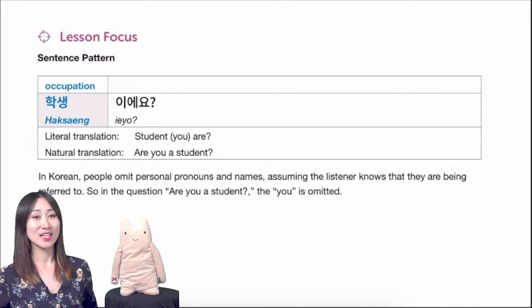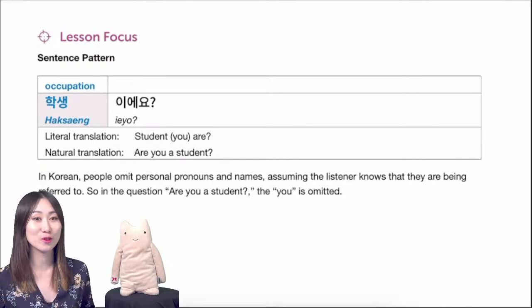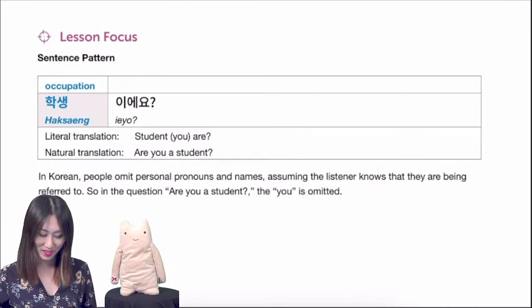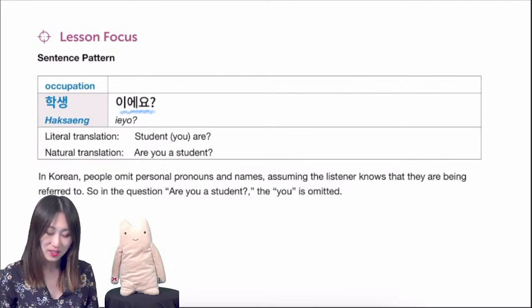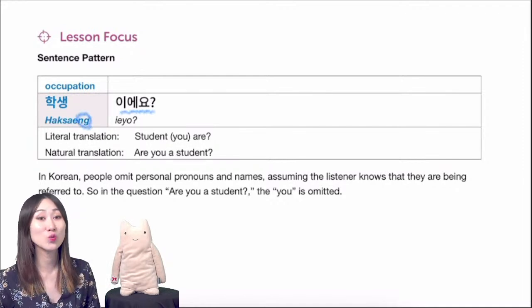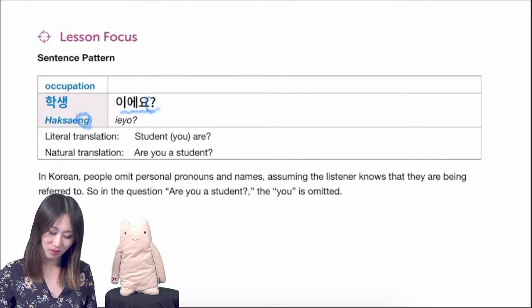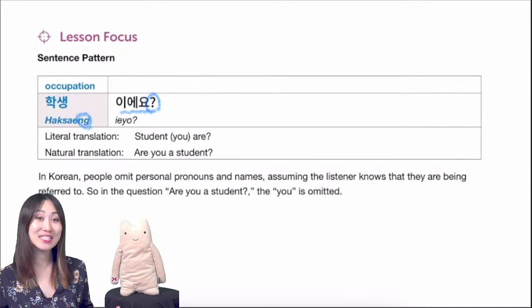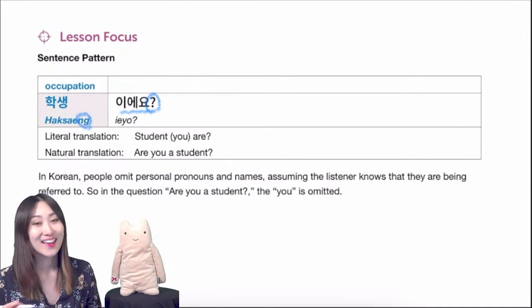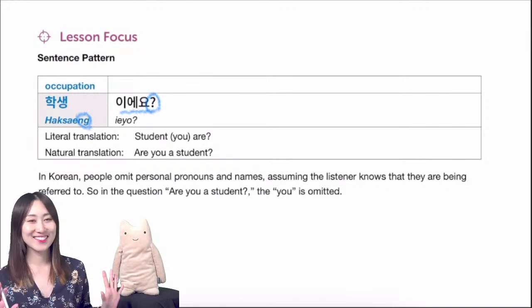Okay, so as I just mentioned, we talk about 이에요, 예요. Now you understand why I use 이에요 here, right? Because 학생 ended with a consonant, so I'm using 이에요. Do you see this? Yes, there is a question mark, which means it's a question.